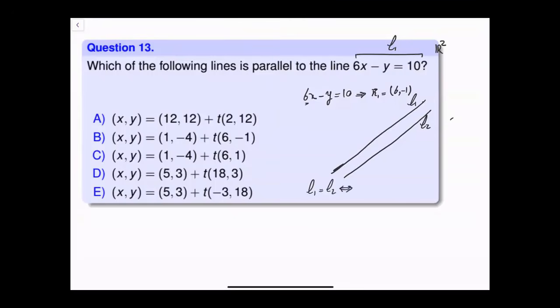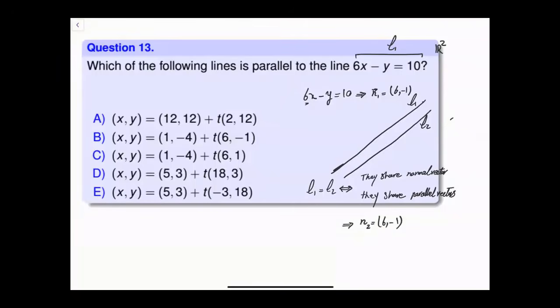This implies that they share normal vectors. So if you have a normal vector for one of them, the other one can have the same normal vector, and they share the parallel vectors. So in this case, right away we can say that the normal vector for the second line can be taken to be exactly the same thing, 6 and negative 1.